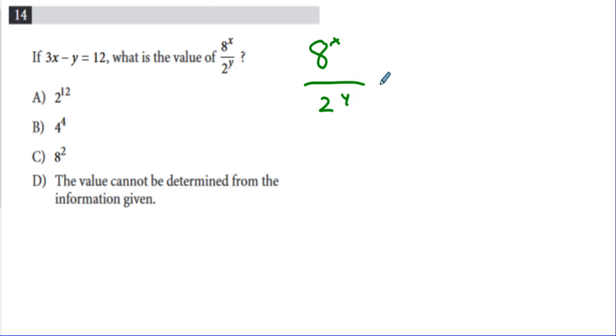So what I'm going to do for this problem is I'm going to say, well, 8 and 2, I can rewrite 8 as base 2. We always, with exponents, want to try to get the bases to be the same if we can. So I'm going to say 8 is the same as 2 to the 3rd power, and then I had that x already up there. They're just going to be multiplied together. The bottom is 2 to the y.